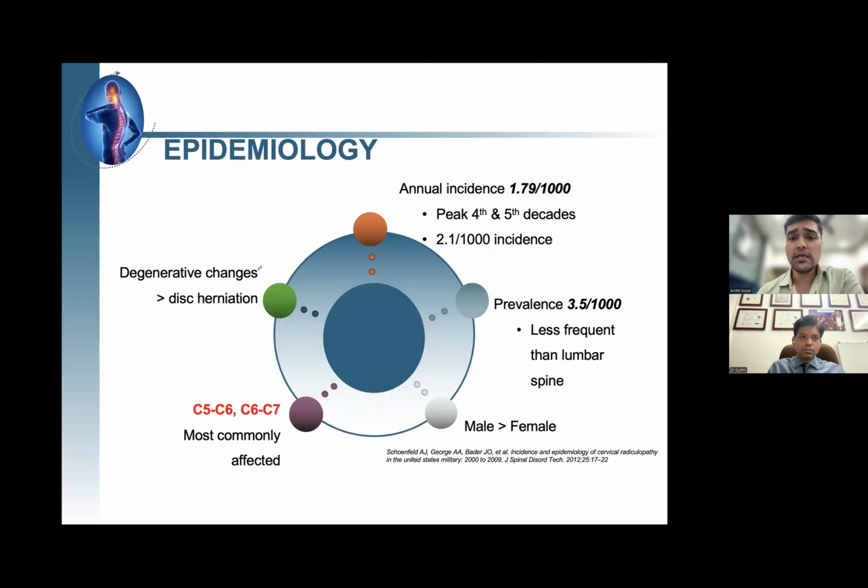So the epidemiology: the annual incidence is 1.79 per 1,000 people. It is that common, with the peak in the fourth and the fifth decades. Degenerative changes are more likely to cause these symptoms than disc degeneration, and C5-C6 and C6-C7 are the most commonly affected, with C6-C7 being the most commonly affected level. It is more commonly seen in males than in females, and it is less frequent than in the lumbar spine. Still, the prevalence is 3.5 per 1,000 people.